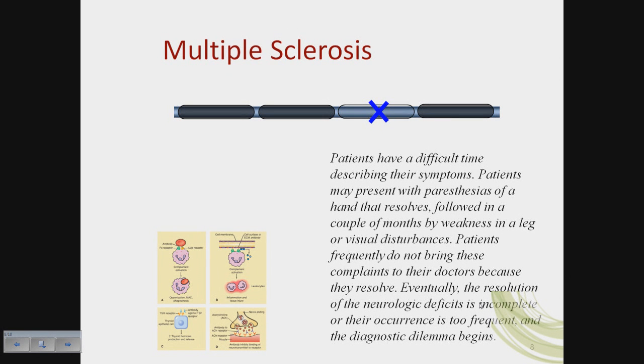But eventually, the paresthesias come so frequently with very little time in between them where they've resolved, and the neurologic deficits become too frequent, and then they go seek help from their physician, and then the diagnostic dilemma begins.